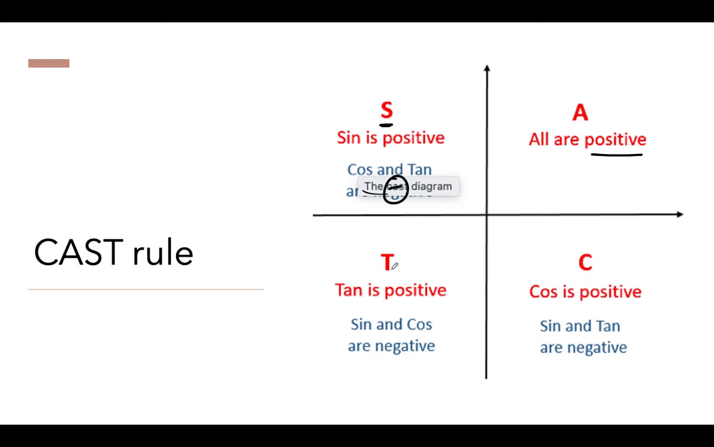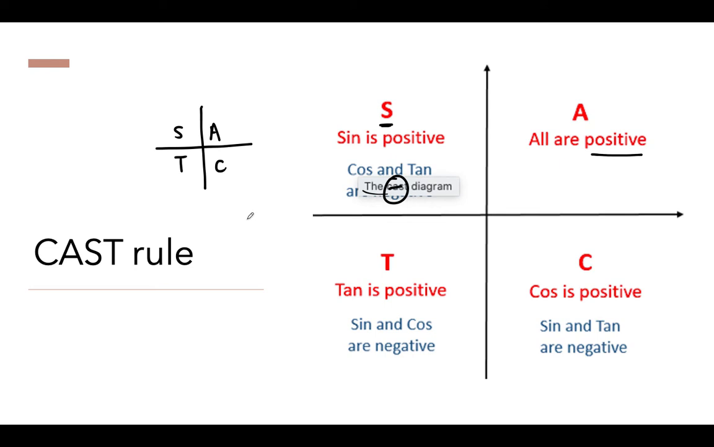In quadrant 3, only tangent is positive, so sine and cosine are negative. And in quadrant 4, only cosine is positive, so sine and tangent are going to be negative. So how do I remember this? Draw the quadrants, and you can remember CAST like this, starting from quadrant 4.